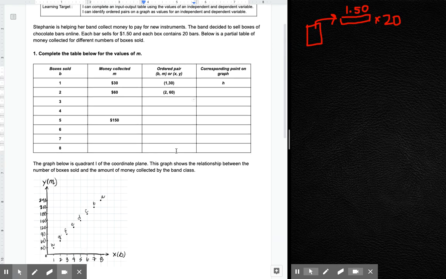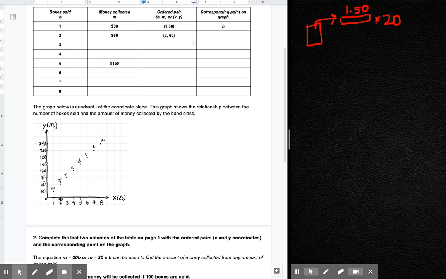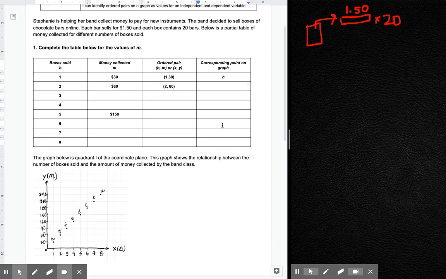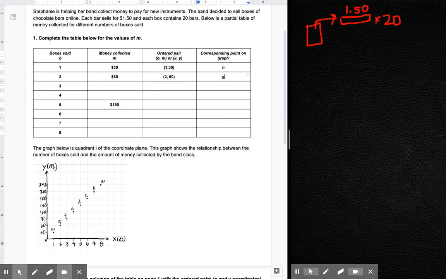So on the coordinate plane down here, if you go over on the x-axis to 2 and up to 60, that would be point G. So the corresponding point on the graph would be G. Okay, so I just wanted to go through an example with you of how to fill that out. So you can fill the rest of that out on your own.